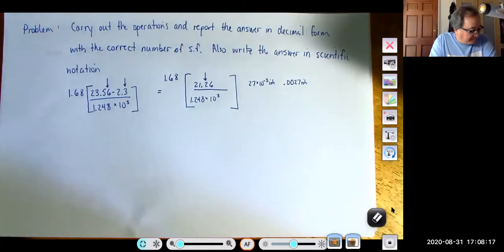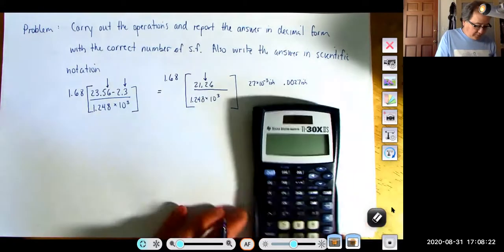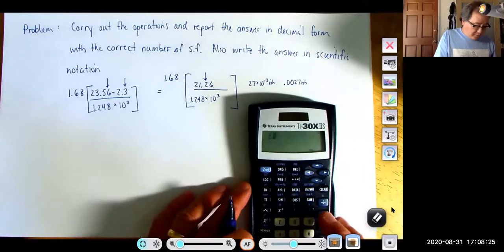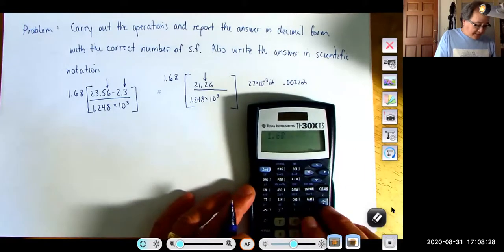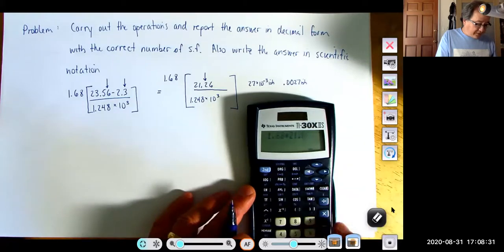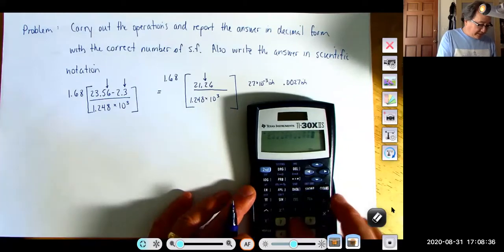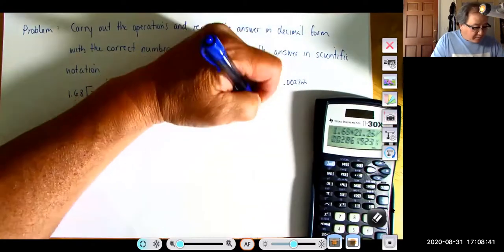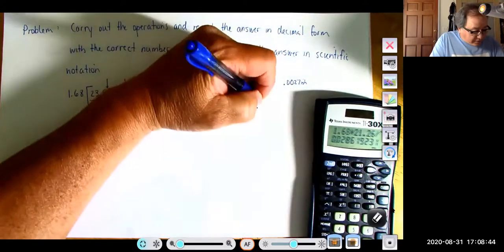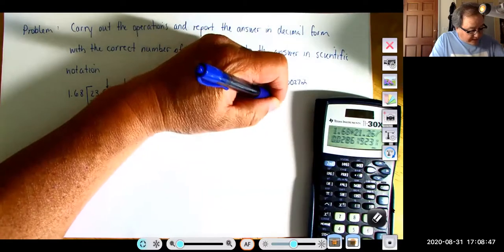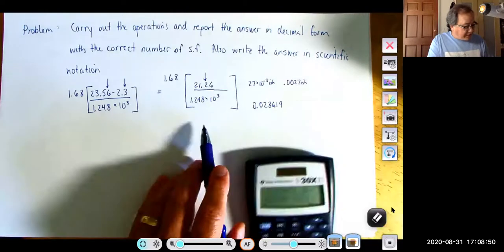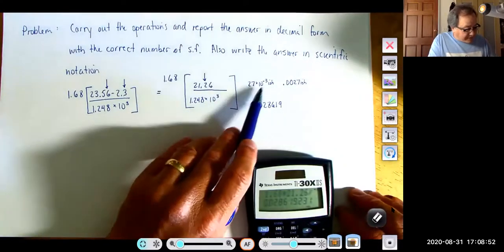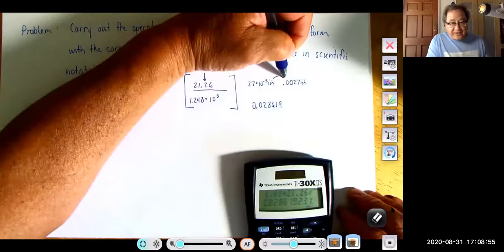Okay. So let's plug the numbers in. 1.68 times 21.26 divided by 1.248 second EE3, and I get 0.02869. Now I've got to ask myself the question, did I mess this up or did I mess this up? And the answer is, when I went here, I messed up.